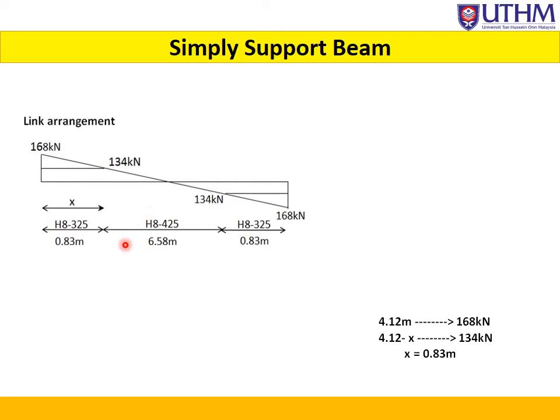For the minimum link, we deduct the effective length with both 0.83, we get 6.58 meter. For length of 6.58 meter, we arrange the link at the spacing 425 millimeter.